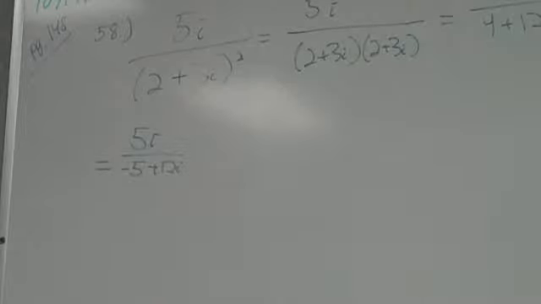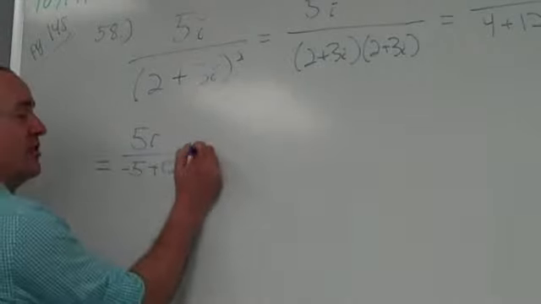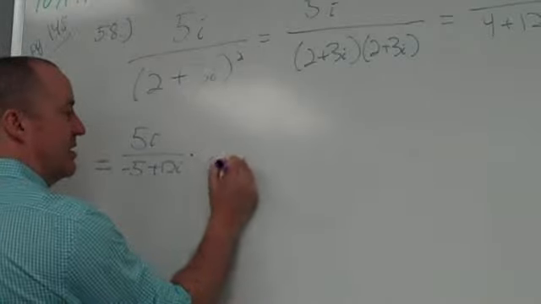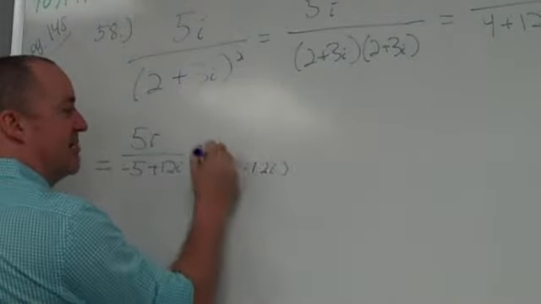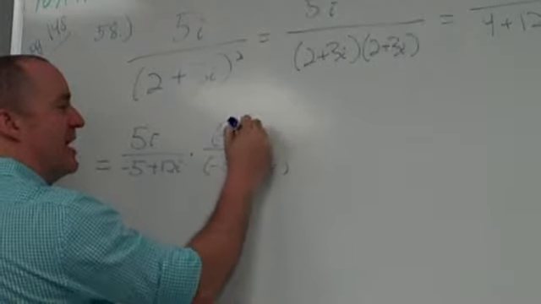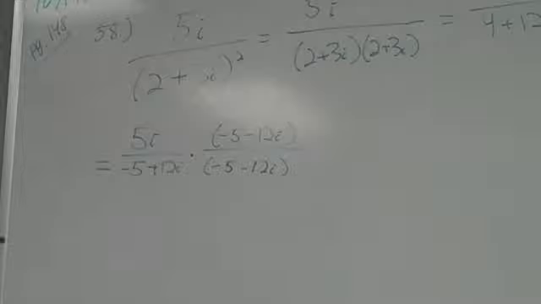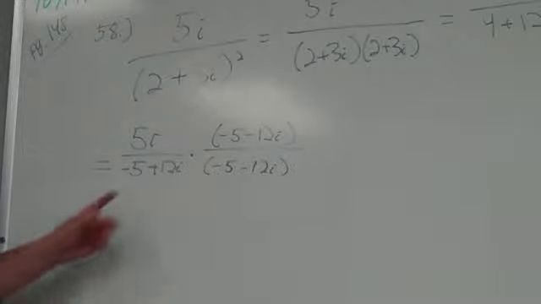Now you're set up to actually do the division. Can't leave it like this. This is to find the quotient from here. What you have to do now is multiply top and bottom by the complex conjugate of the denominator. So what would that be? Negative 5 minus 12i. Exactly right, Matt. Multiply top and bottom by negative 5 minus 12i to get a real number on the bottom.